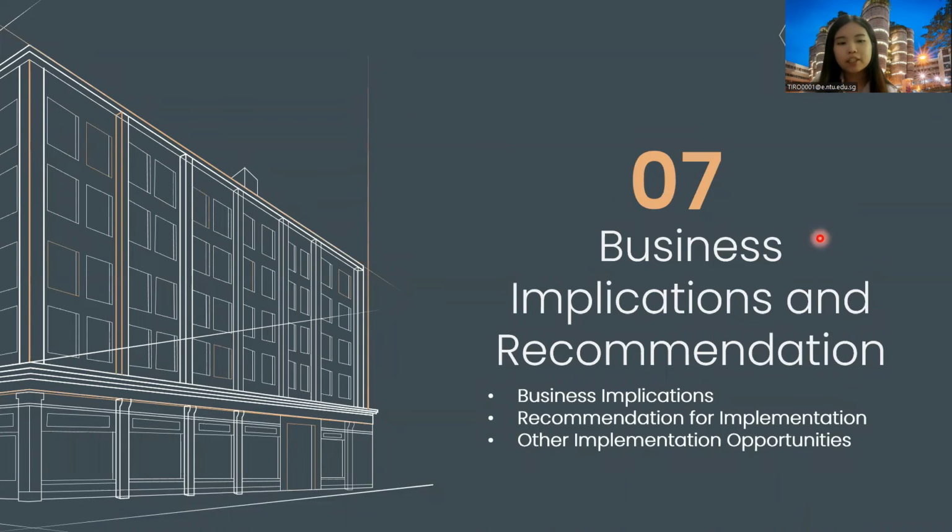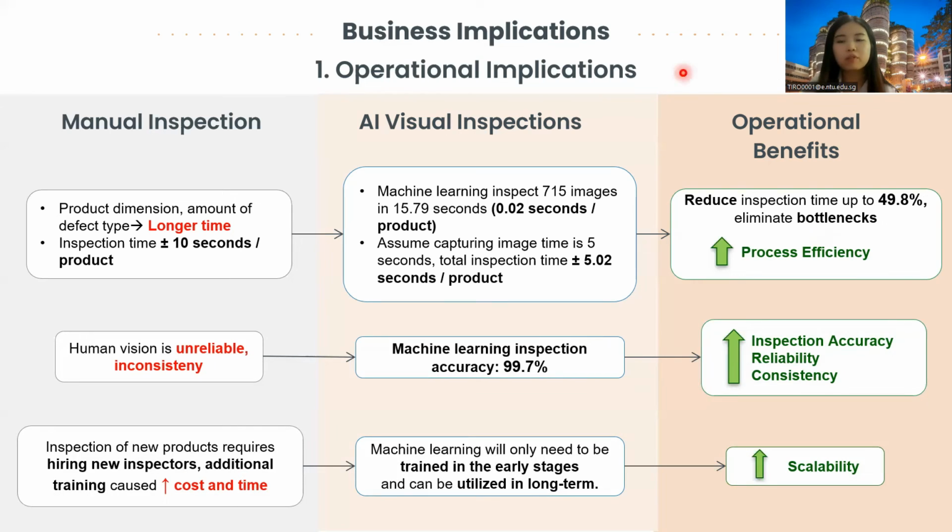Next is business implication and recommendation. The benefit of implementing AI can be translated into 2 major aspects, which are operational and financial implications to the company. As we can see, machine learning can reduce inspection time up to 49.8% and further eliminate bottlenecks. Hence, it can increase process efficiency.